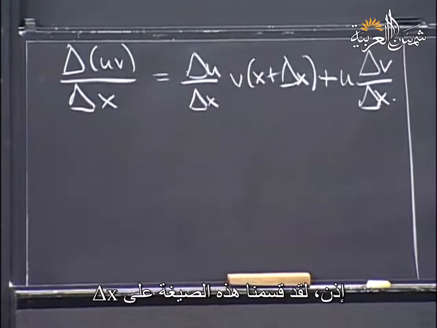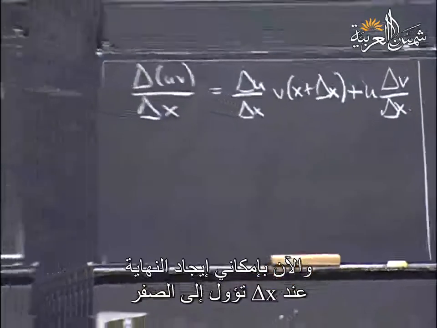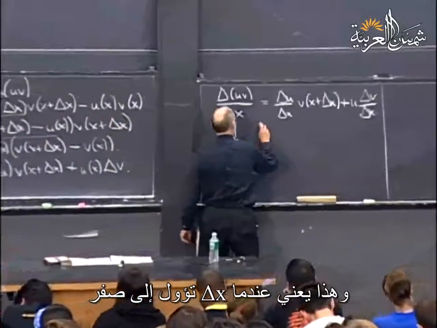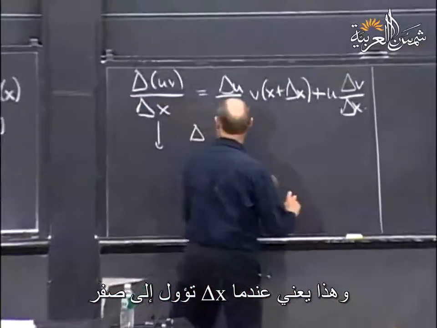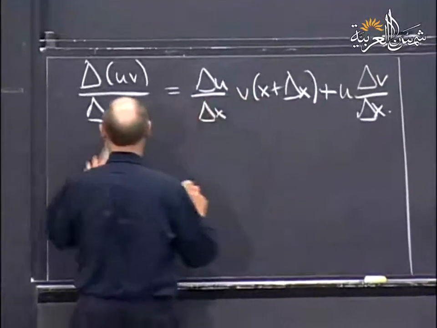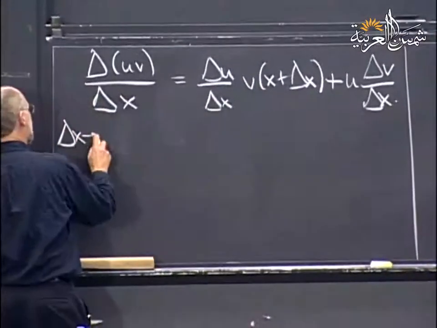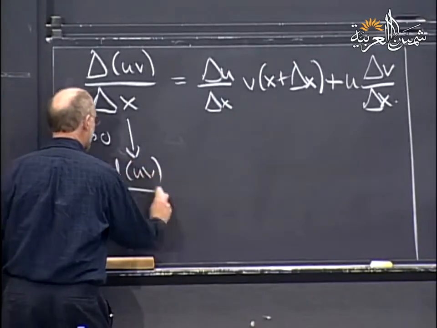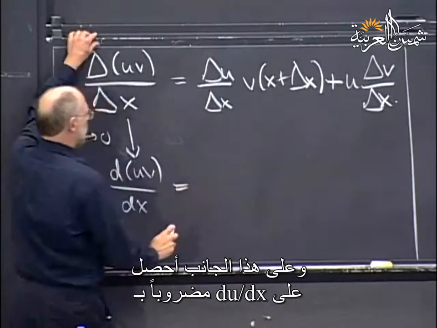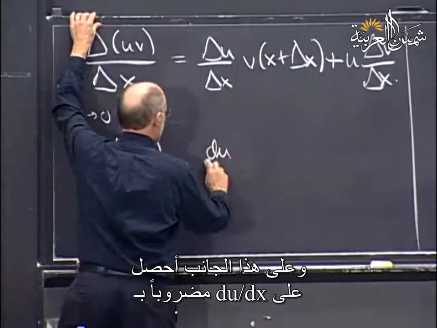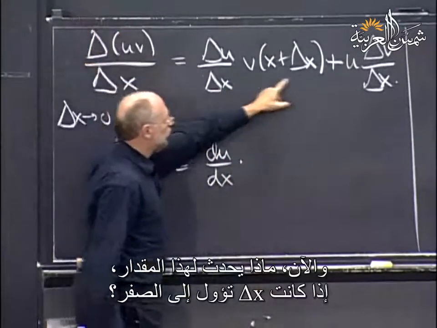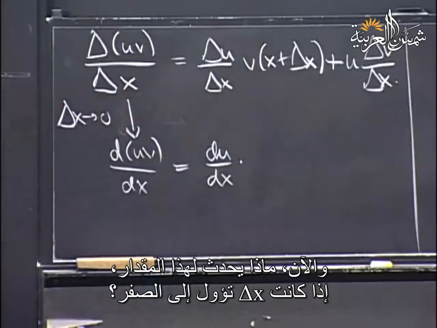So I've just divided this formula by delta x, and now I can take the limit as delta x goes to 0. So this, as delta x goes to 0, becomes the definition of the derivative. And on this side, I get du dx times, now, what happens to this quantity when delta x goes to 0?